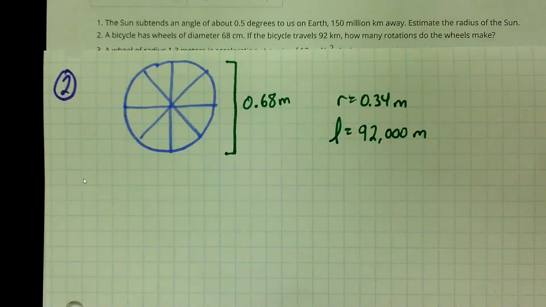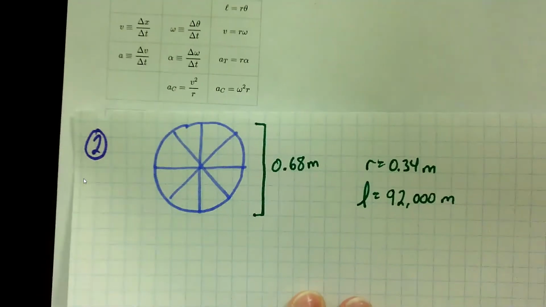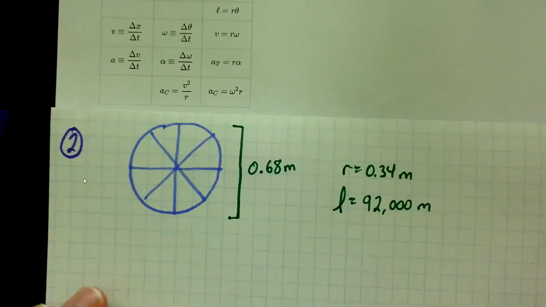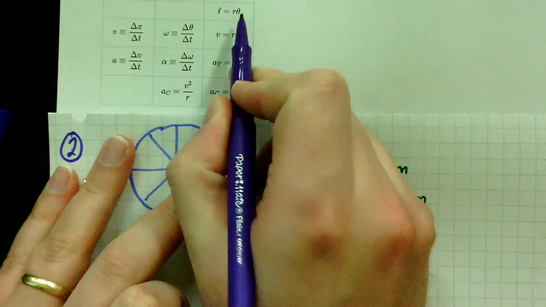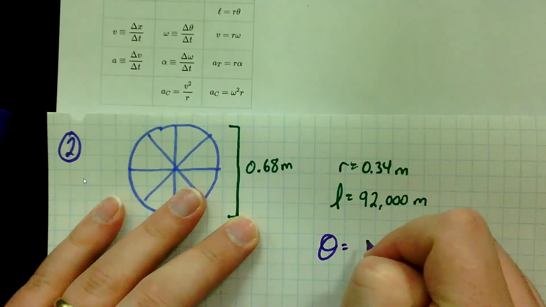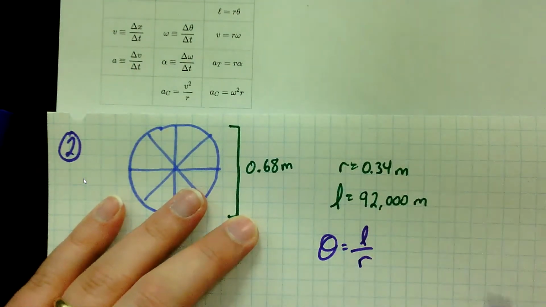So what can we do with that then? Take a look at your equations. What can we do with this? Go ahead, Becky. Yes, so you're essentially just rearranging this equation. L over R.